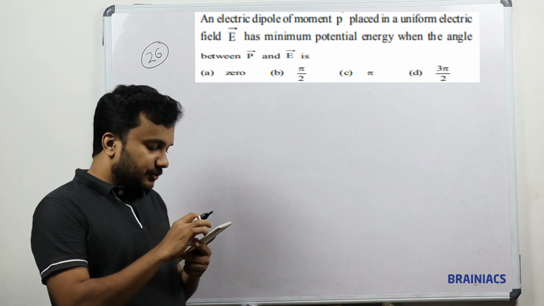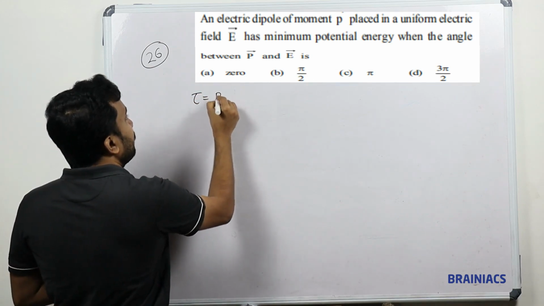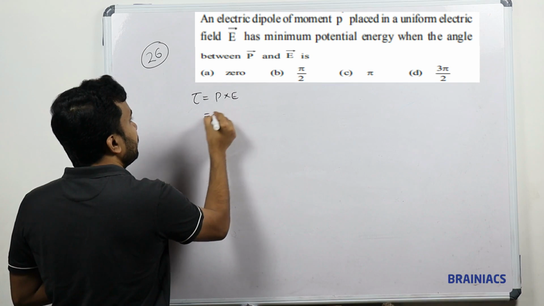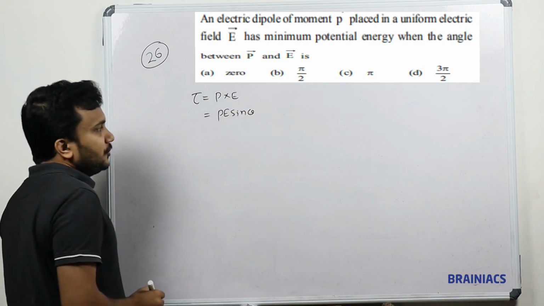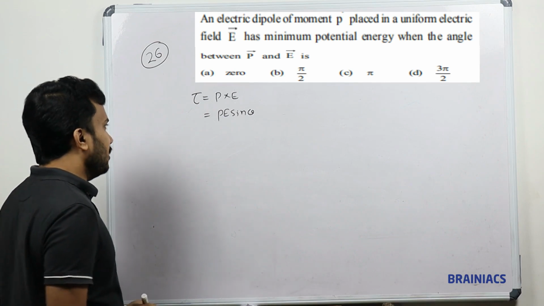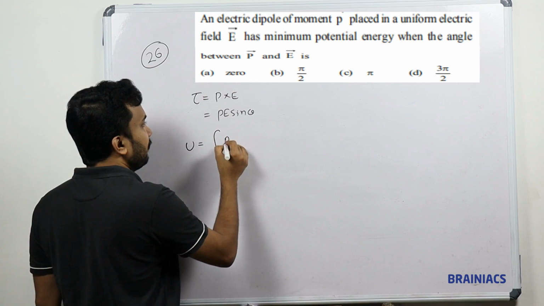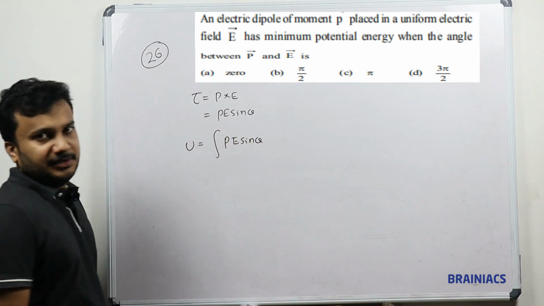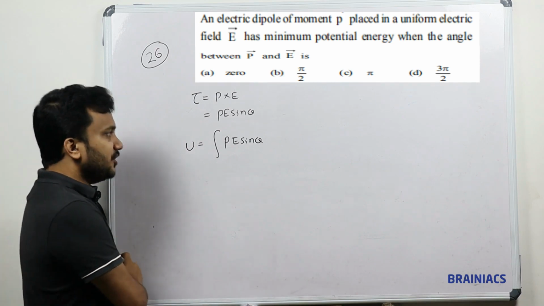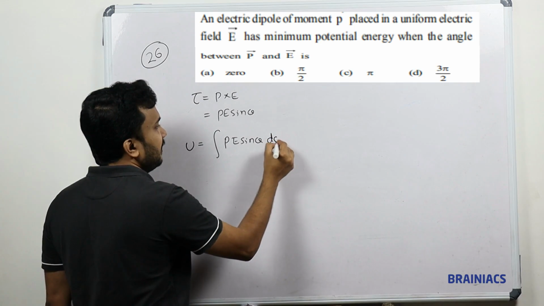Minimum potential energy will happen. So we know the equation of torque. Torque will be equal to P cross E, or this is equal to PE sin theta. This we have learned. Now we are going to learn one new concept, which is called potential energy. Potential energy is the integral of PE sin theta d theta.